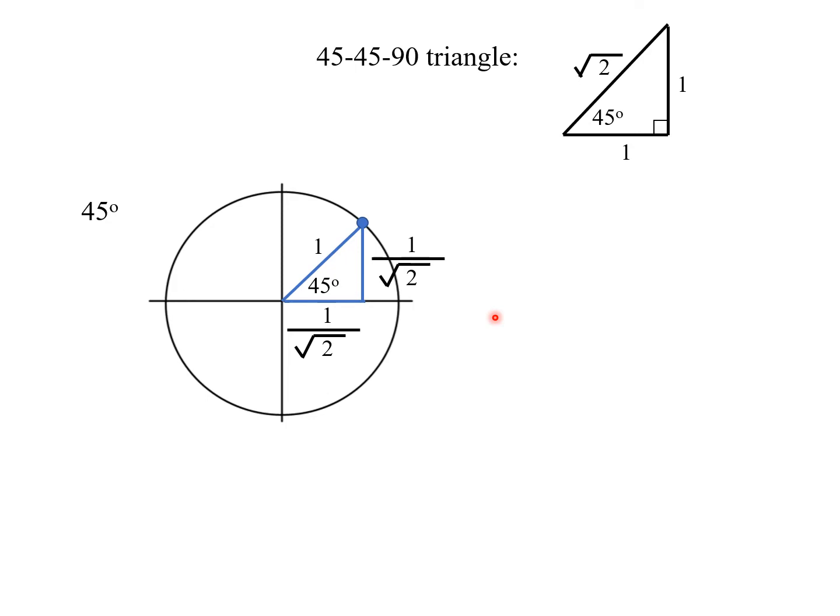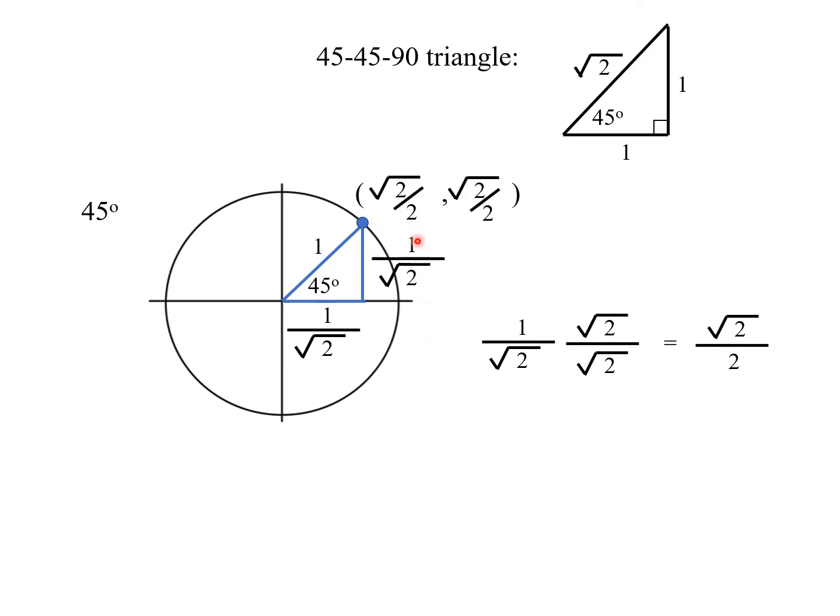Do a little Pythagorean theorem on this, a squared plus b squared is equal to c squared, and you can see that that is true. Now, we don't like to leave it as 1 over √2 because we have a radical in the denominator. So we're going to multiply this by a special form of 1, square root of 2 over square root of 2. And that becomes square root of 2 over 2. And that's how I'm going to write the coordinates of this point: root 2 over 2, root 2 over 2.